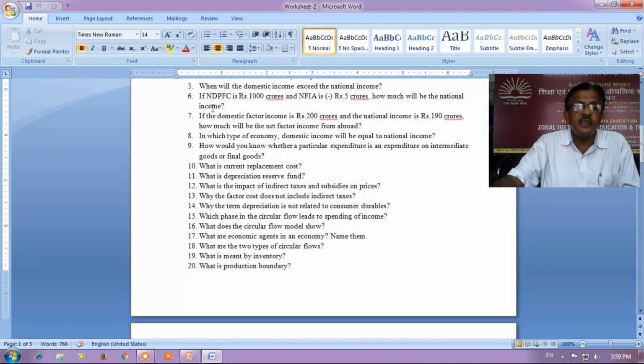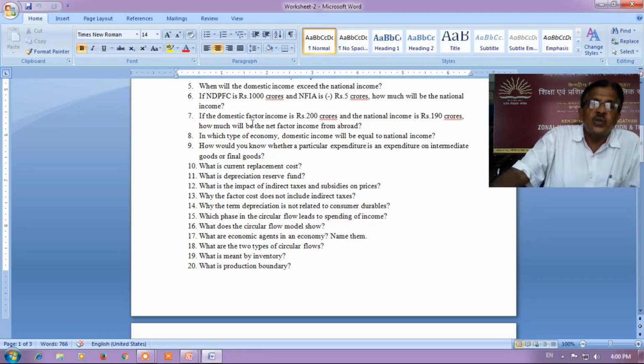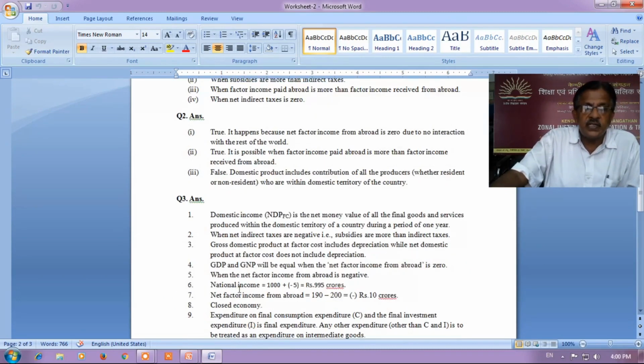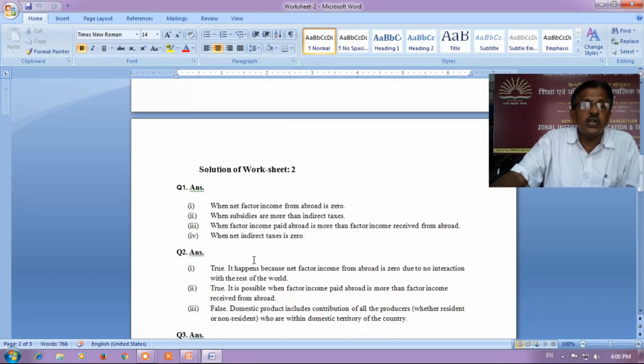Then number 6, if NDP at factor cost is 1000 crore and NFIA is minus 5 crore, how much will be the national income? That is NNP at factor cost. So NNP at factor cost, that is national income, is equal to NDP at factor cost plus net factor income from abroad. So here NDP at factor cost is 1000 plus NFIA value is minus 5. So 1000 minus 5 is 995 crores. So this is question number 6.